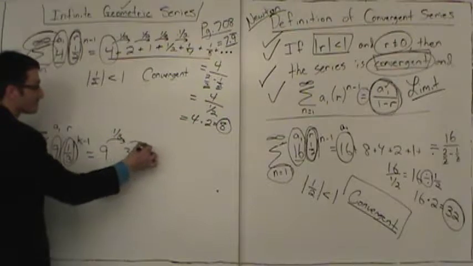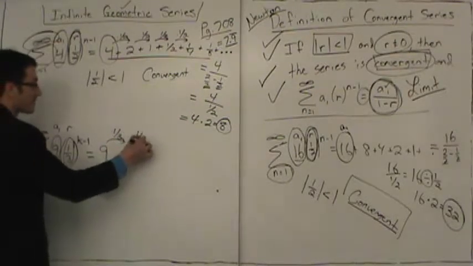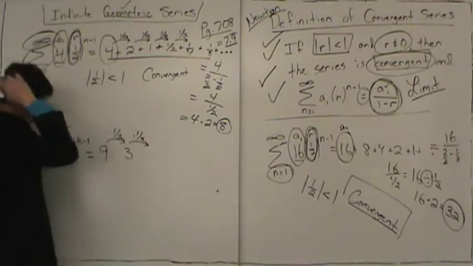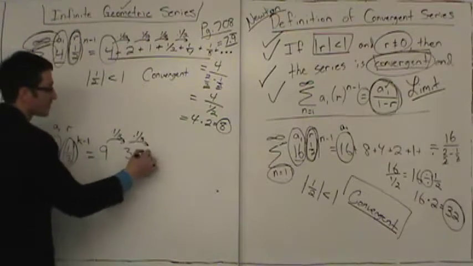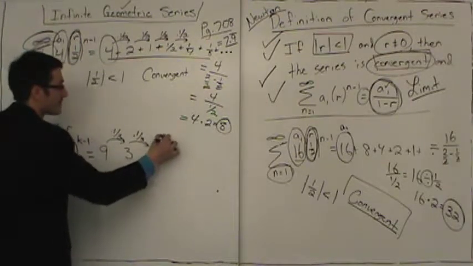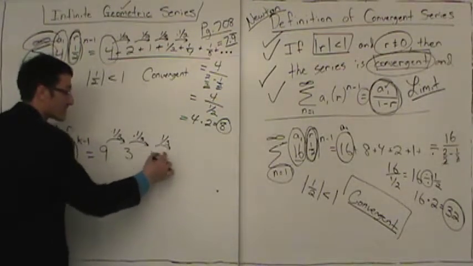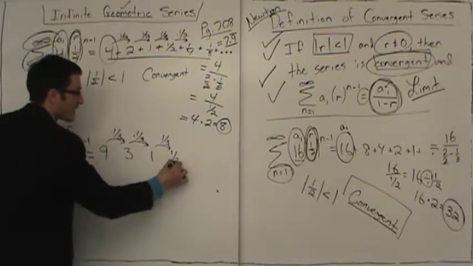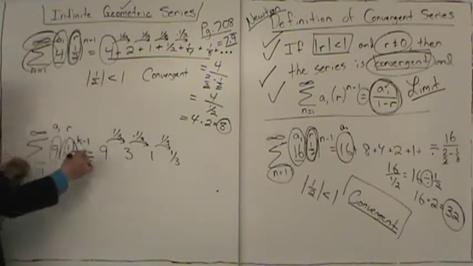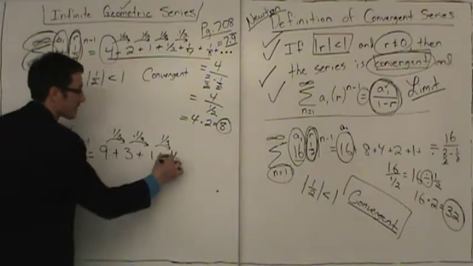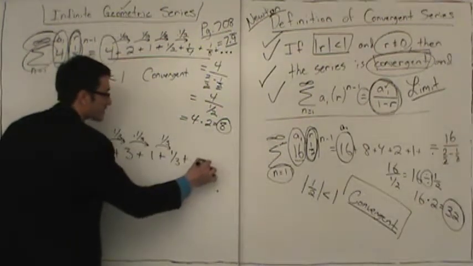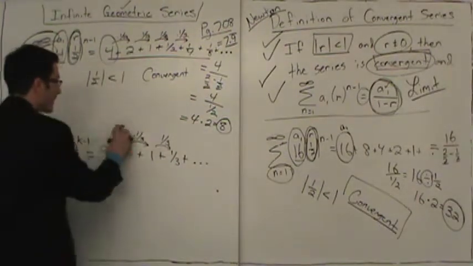Now the next one, times 1/3 again. 3 times 1/3. 3 divided by 3 is 1 times 1 is 1. Times 1/3 again. 1 times 1/3 is easy. 1 times anything is itself, so 1/3. And stop there. I said write the first 4 values. So plus, plus, plus, and so on. On the homework, you guys have to write the first 4 values.